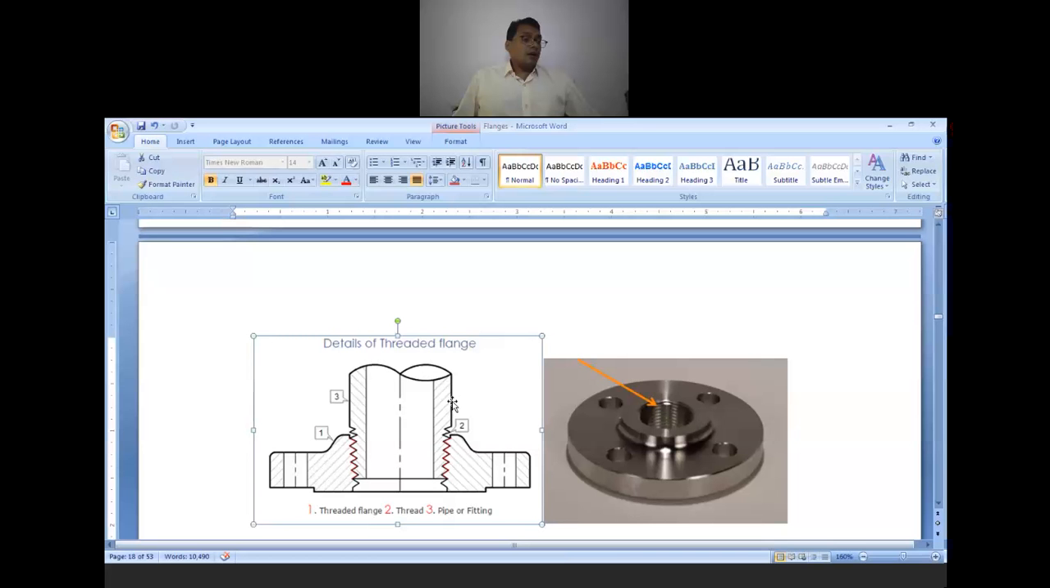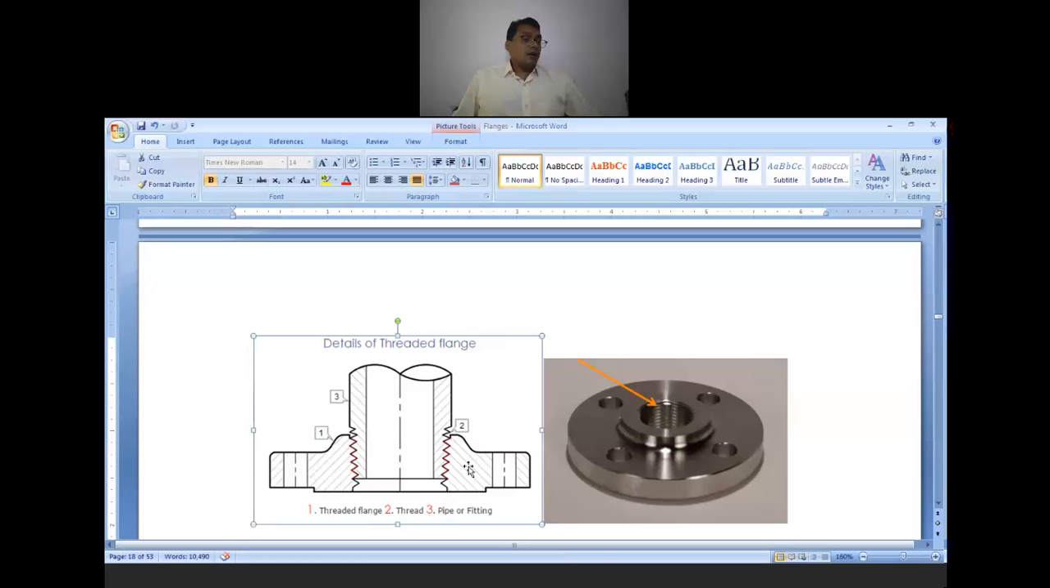This cannot be used at higher temperature fluctuations because of the thermal expansion. There can be chances of leakage from the threads. Again, temperature limitations and pressure limitations are there for these threaded flanges. You can see the gradual decrease in the diameter for the flange, so that the pipe can be completely and perfectly fitted.